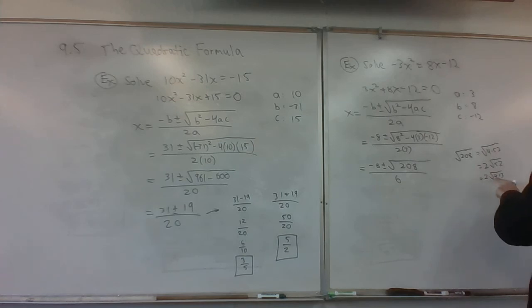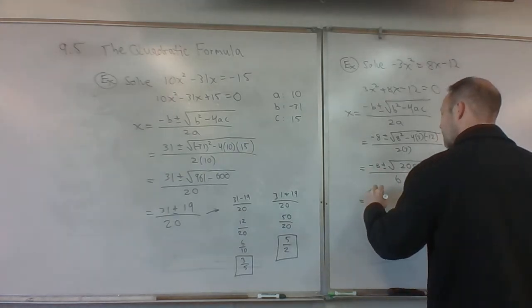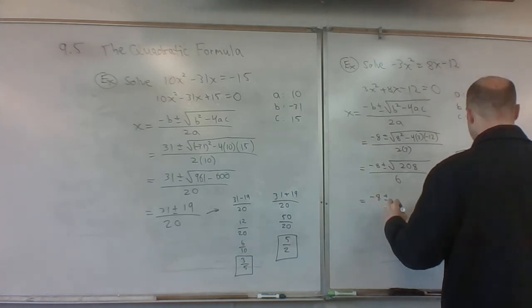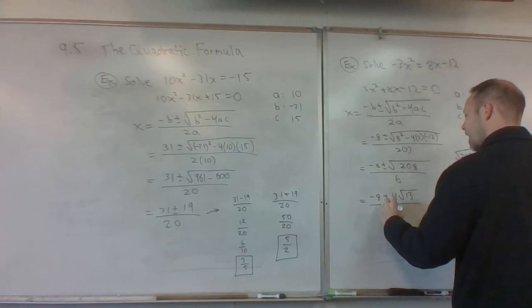Well, the square root of 4 is another 2, so that's the same thing as 2 times 2 times the square root of 13. 2 times 2 is 4, so 4 square root of 13. 13 is not a perfect square, so that's just stuck as is. So what I have going on here is negative 8 plus or minus 4 root 13, all of that over 6.